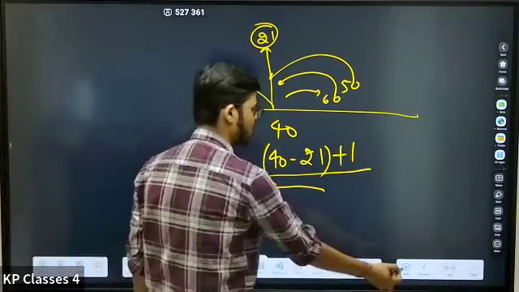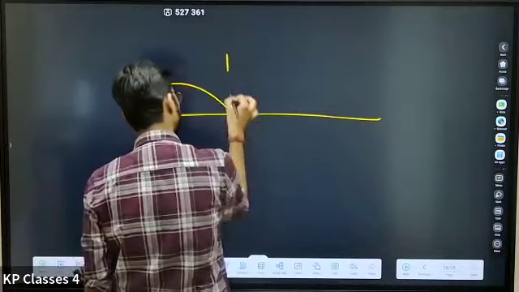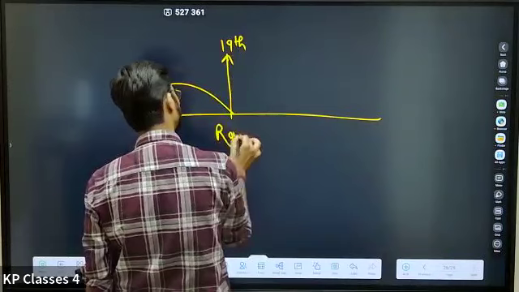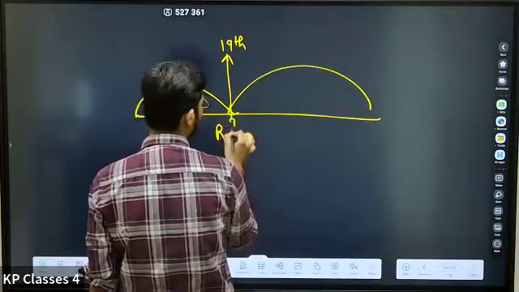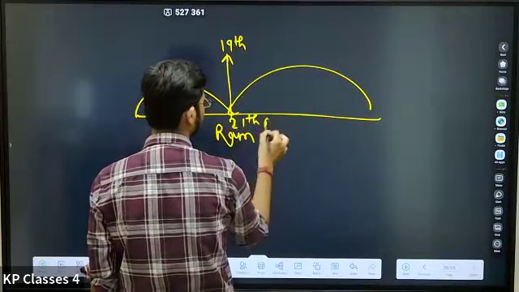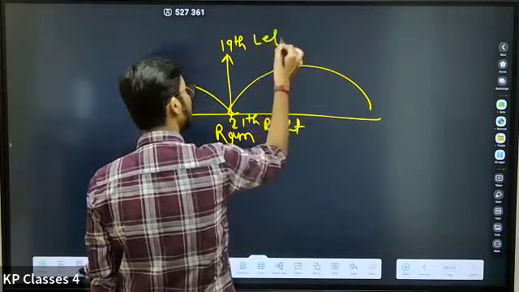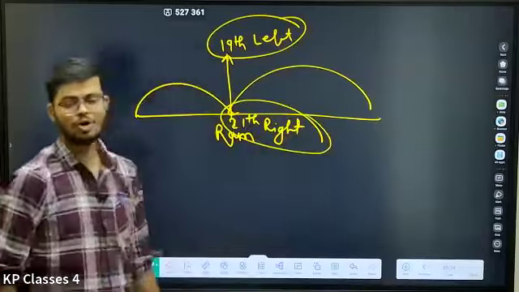Now let's take another example. Now if I say in a row, Ram is sitting at the 19th position from the left end, and he is sitting at the 21st position from the right end. 19th left, 21st right. Can you guys tell me how many total people are there who are sitting in that row? Total how many people are there?